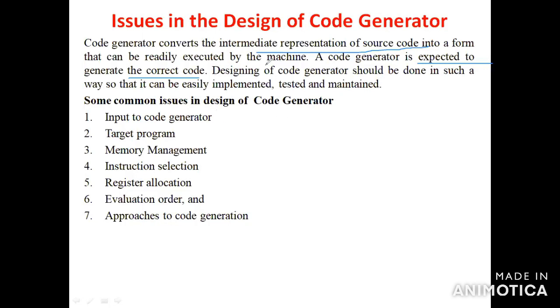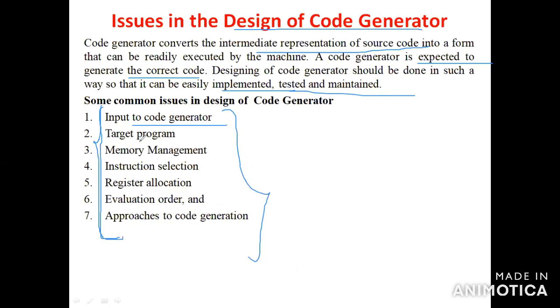The design of the code generator should be done in a way that it can be easily implemented, tested and maintained. Some common issues can occur in the design of the code generator. So list out the issues in the design of the code generator. You have to write down all the 7 issues.